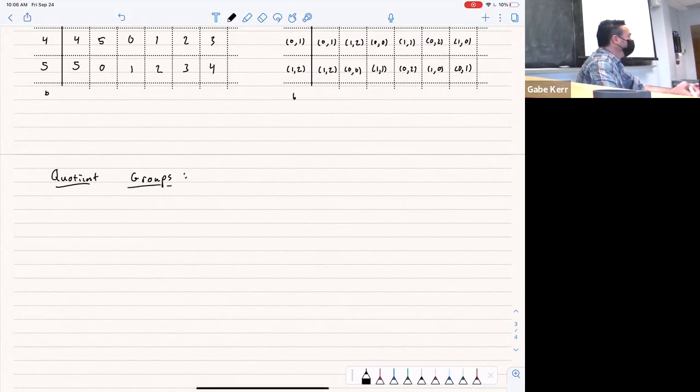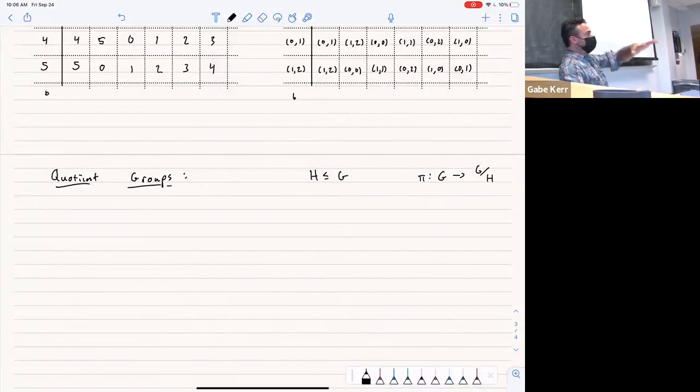So what do we know? We know that if we have a subgroup H in G, then we have this quotient map which sends G to the set of left cosets of H. And it just takes an element of G and sends it to its left coset. That's all it does. Right, so it sends a to aH.